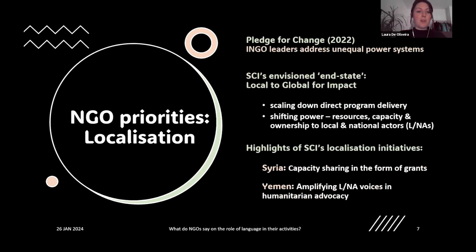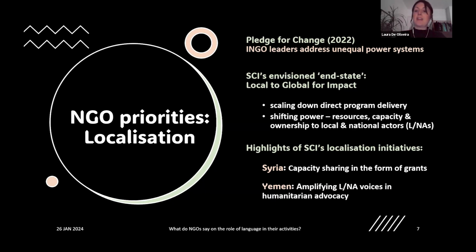And the second priority is localisation. And obviously this will come as no surprise to many of you here that it's a key priority for many humanitarian NGOs, and Save the Children is no exception. In 2022, Save the Children signed up to the Pledge for Change initiative, which involves 3 pledges to ensure NGOs establish equitable partnerships, tell authentic stories, and influence wider change in support of local actors.